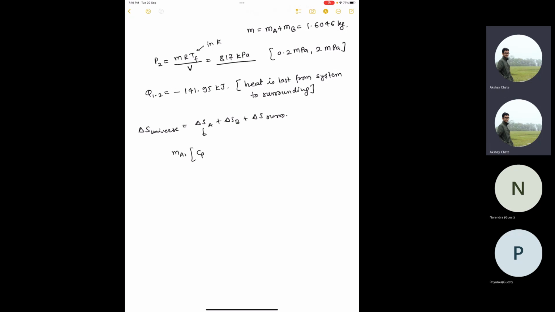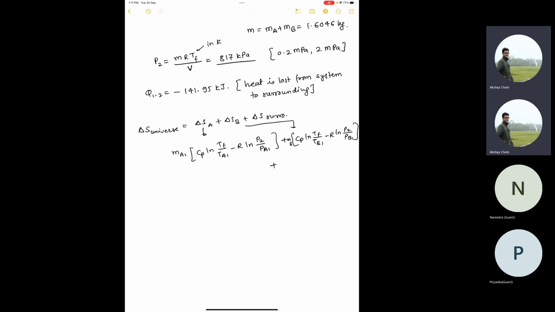MA Cp ln (Tf by Ta1) minus R ln (P2, which is the final pressure, by Pa1). And similarly for SB, you can write MB into Cp ln (Tf by Tb1) minus R ln (P2 by Pb1).